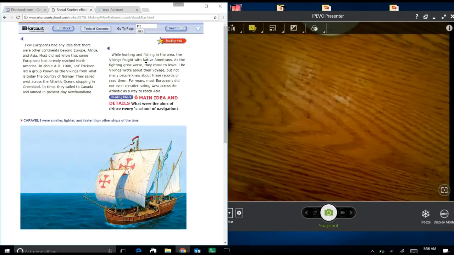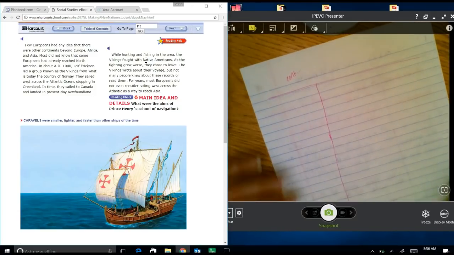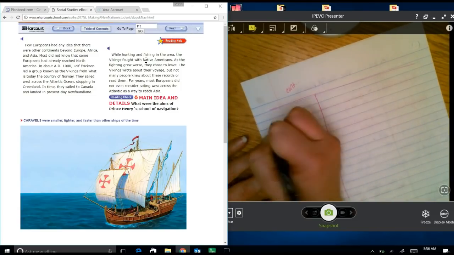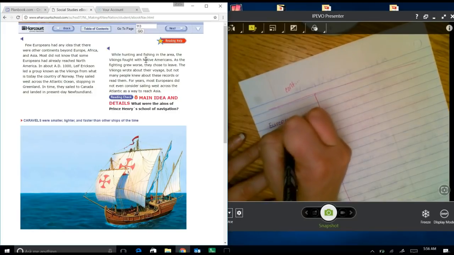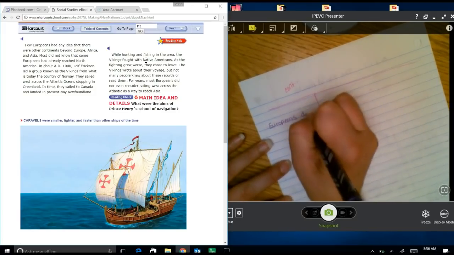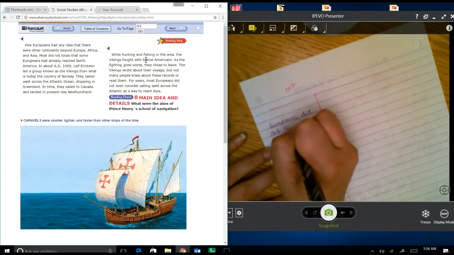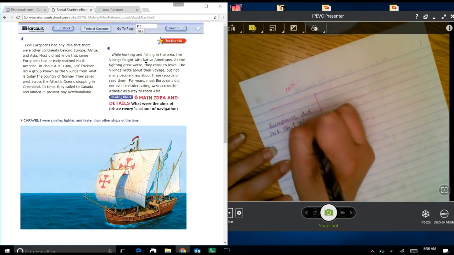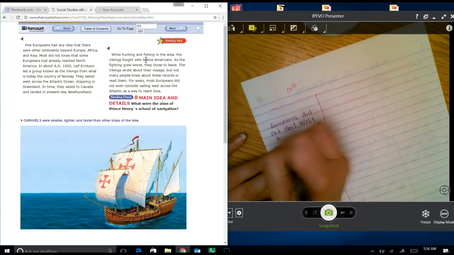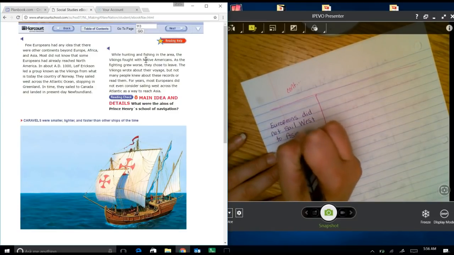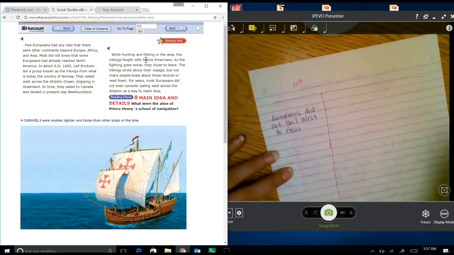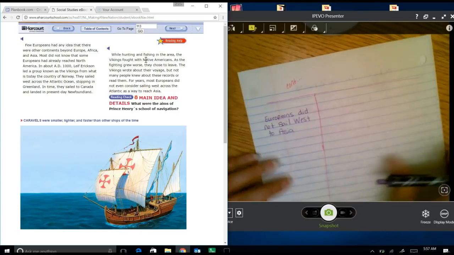Okay, so it looks like the main idea in this section is Europeans did not sail west to Asia. Okay, now I'm going to make a few little notes on why they did not.